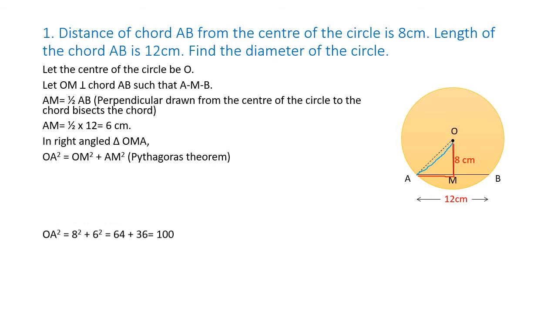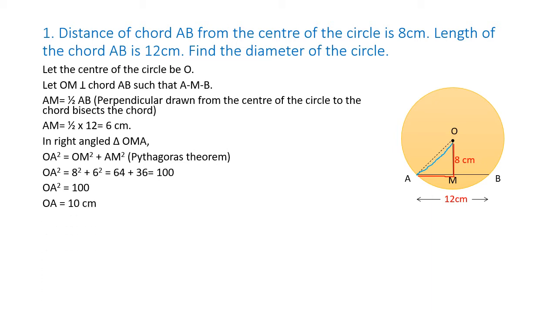But OM is how much, children? 8. And AM is 6, which we have just found out. So that becomes 8 square plus 6 square, which is 64 plus 36, which gives us 100. OA square is equal to 100. If I want only OA, the square goes across and it becomes the square root of 100, which is 10. So OA is equal to 10 cm.